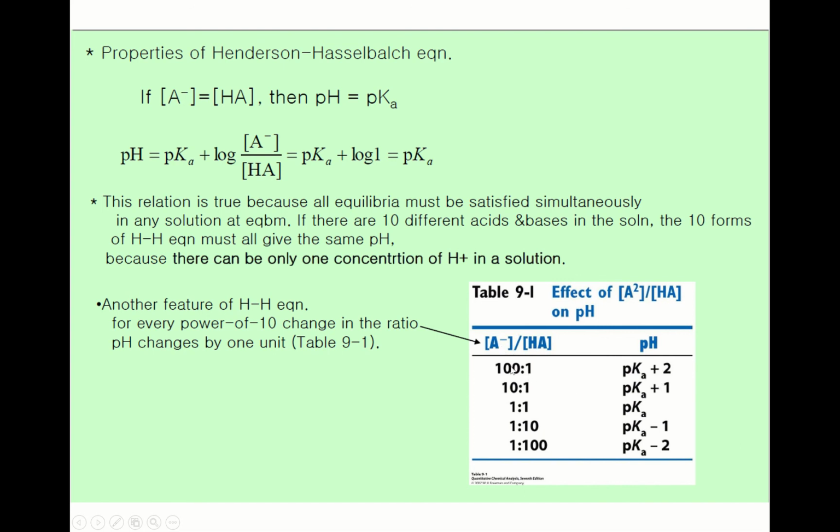When this ratio is 100 to 1, pH is increased by 2, pKa plus 2. If the ratio is 10, pH is pKa plus 1. For a 1 to 1 solution, pH equals pKa, and for a 1 to 10 solution, pH equals pKa minus 1. For 1 to 100, pH equals pKa minus 2. I think you can easily understand this simple relationship.